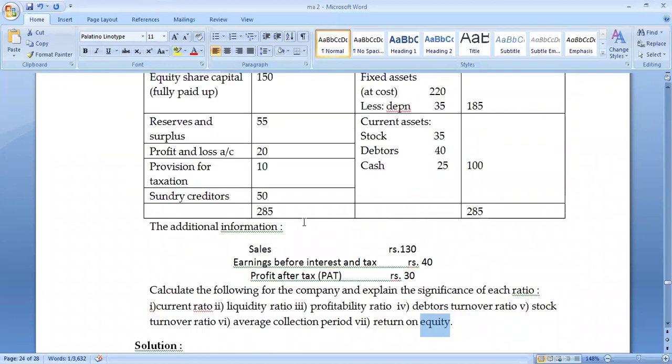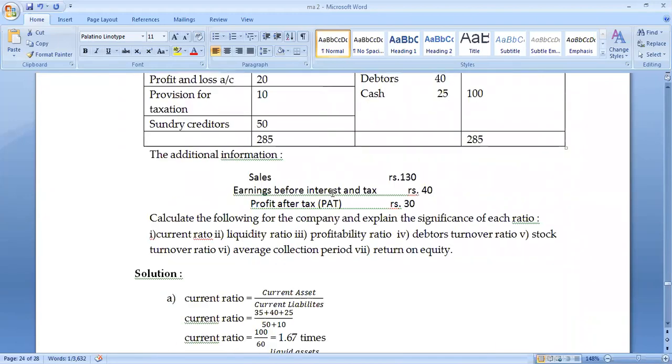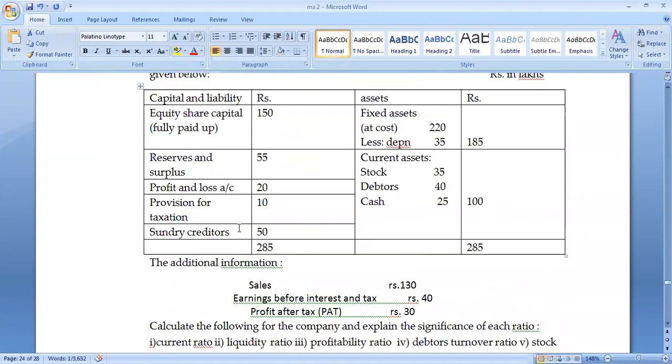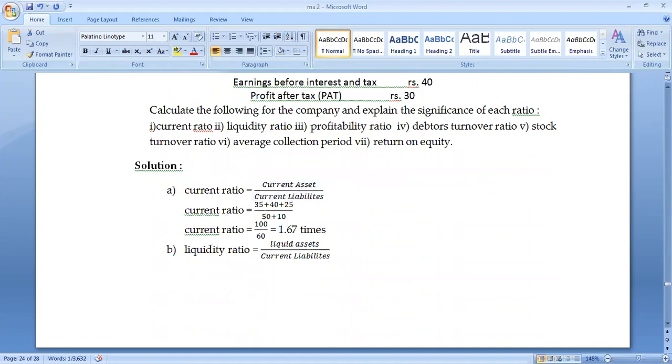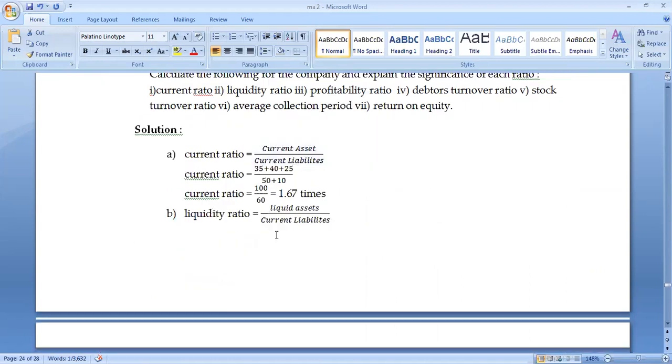Now, in the current liability, this is the question which was asked for the year 2019 for 14 marks. See the current liability: there is 50 sundry creditors and provision for taxation is 10. So 50 plus 10 should be taken into consideration here. Okay, so the current ratio is 100 divided by 60, so you get 1.67 times. Now we have the liquidity ratio.